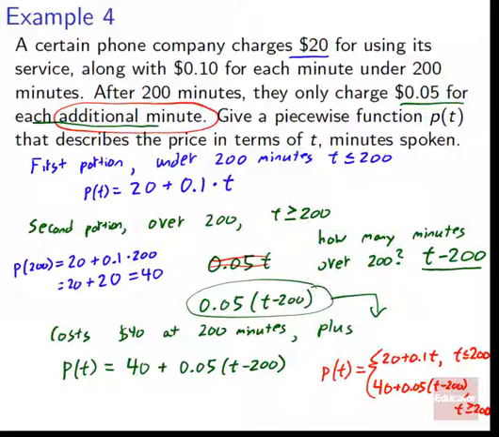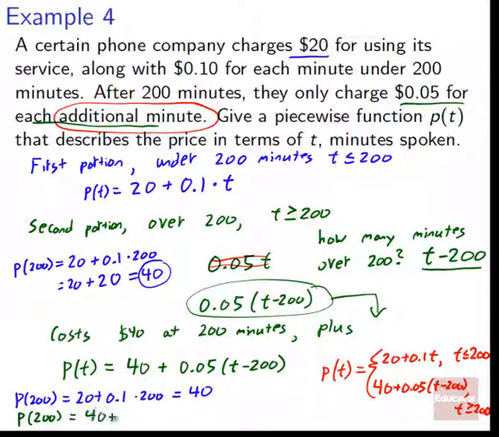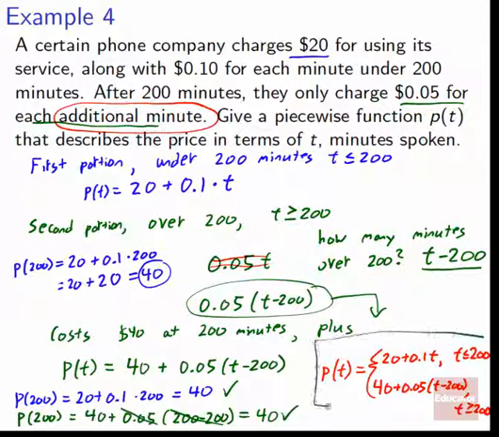So we can check this, and we can make sure that indeed p of 200 is equal to 20 plus 0.1 times 200. We already did this before. It was $40. And let's check and make sure that the second portion, p of 200, would agree: 40 plus 0.05 times the minutes over 200, so that's 200 minus 200. Hey, that's just 0, so that cancels out the 0.05, so we get 40. So those two things check. And our function price with respect to time makes perfect sense.